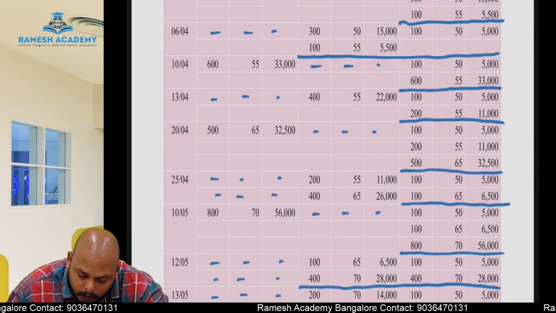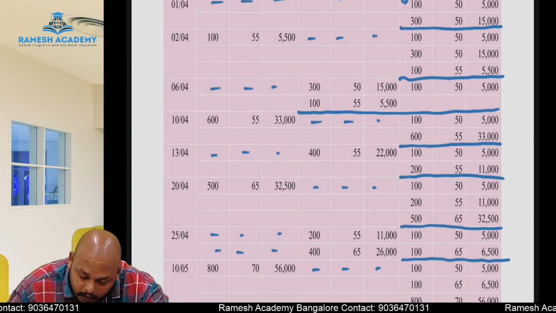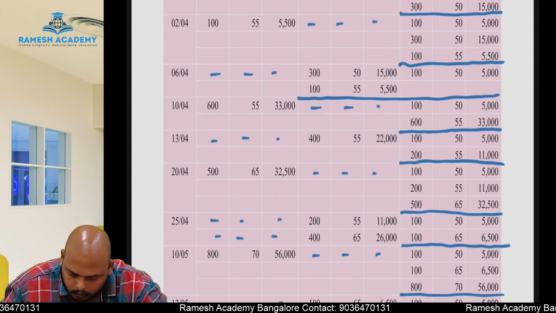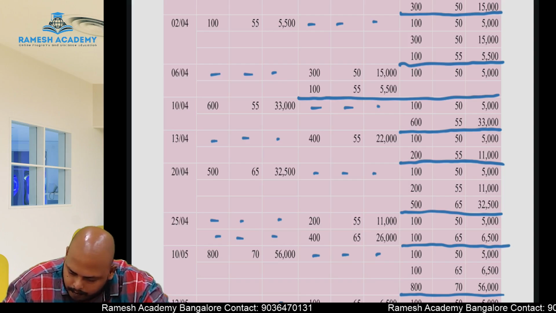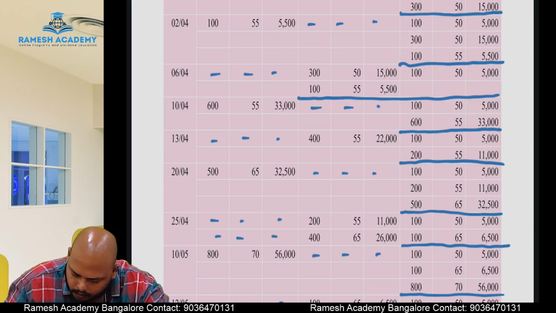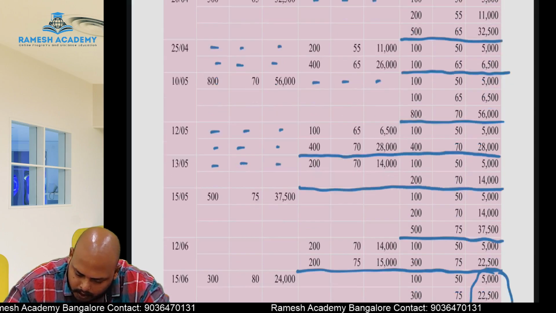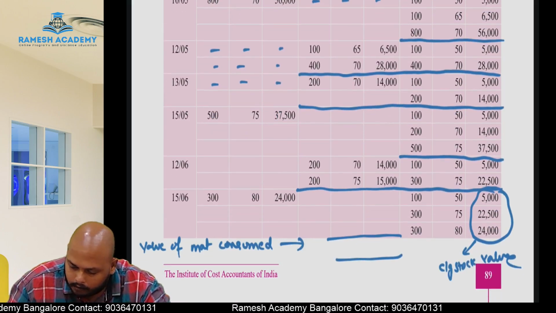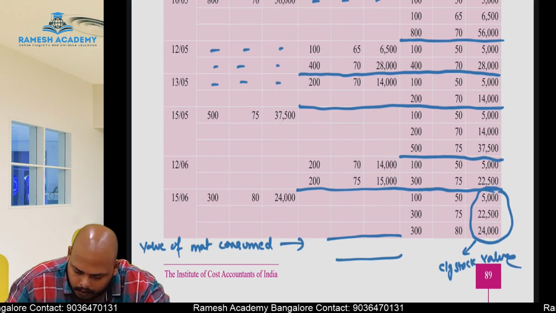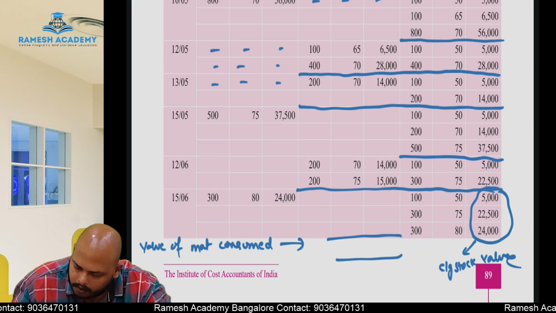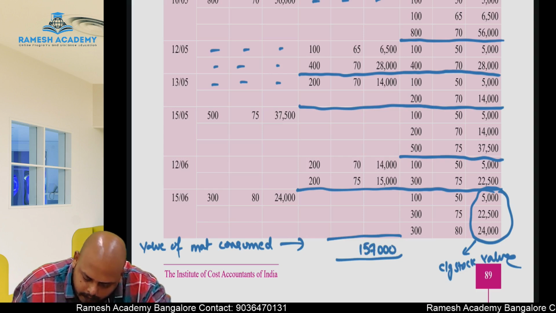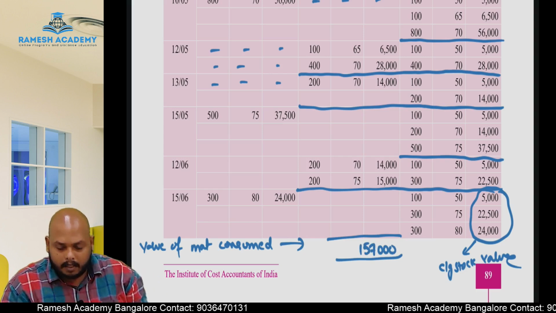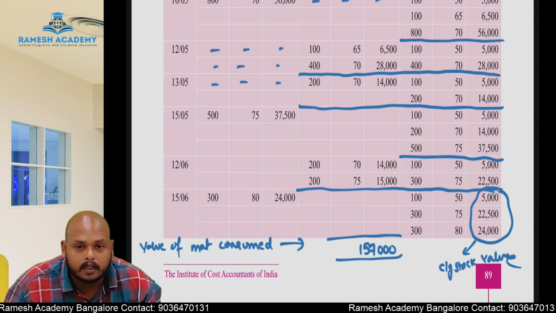value of material consumed, then you have to add all these figures. 15,000 plus 5,500 plus 22,000 plus 11,000 plus 26,000 plus 6,500 plus 28,000 plus 14,000 plus 14,000 plus 15,000. So that is nothing but how much? Total 1,57,000. Value of material consumed is how much? 1,57,000. That is the answer.